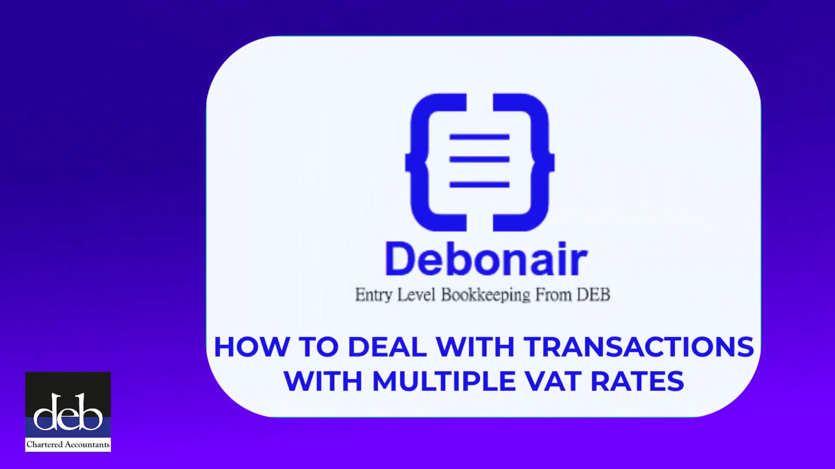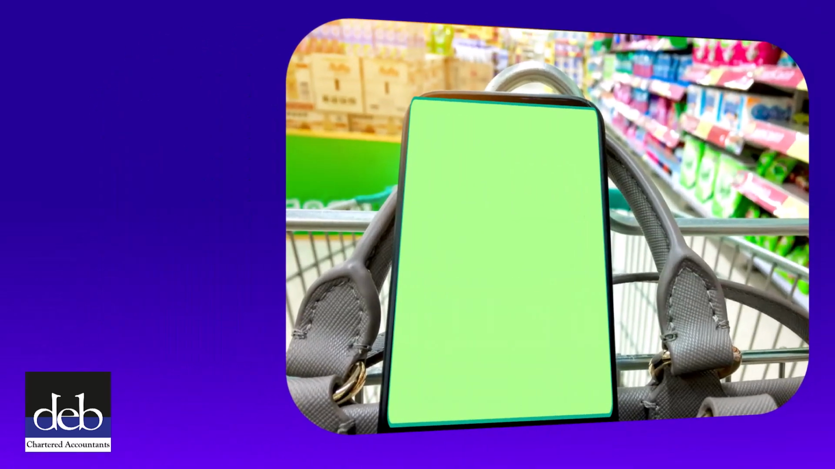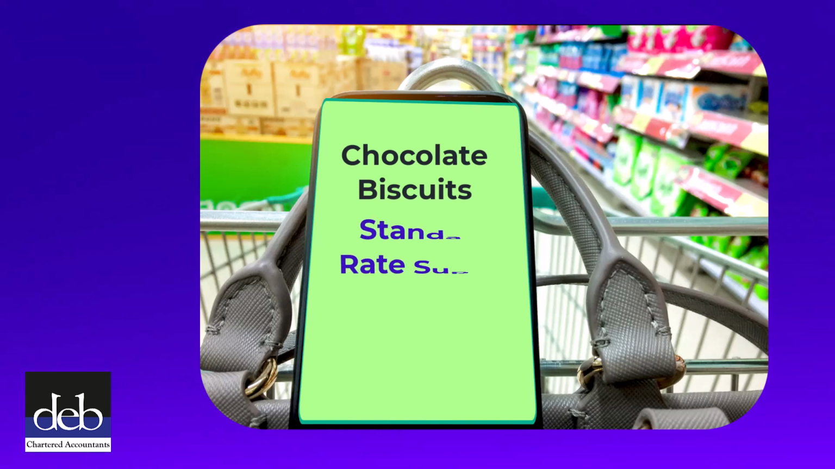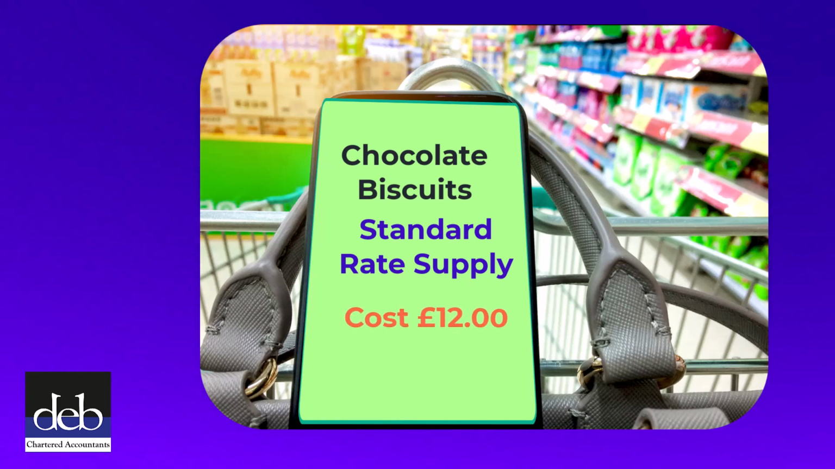This video will show you how to deal with transactions in Debonair where more than one VAT rate applies. To illustrate this, let's assume that you go to Asda and you purchase chocolate biscuits for staff refreshments. Chocolate biscuits are subject to standard rate VAT. Thus, let's say the purchase you make is £12, which is inclusive of £2 VAT.